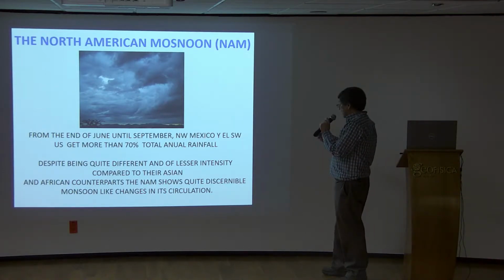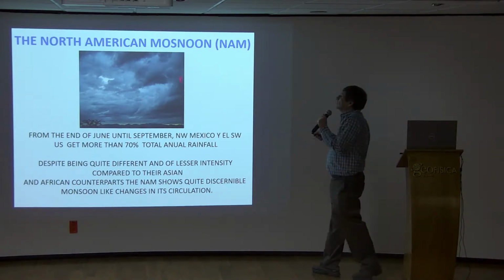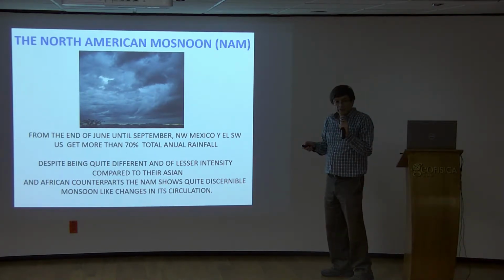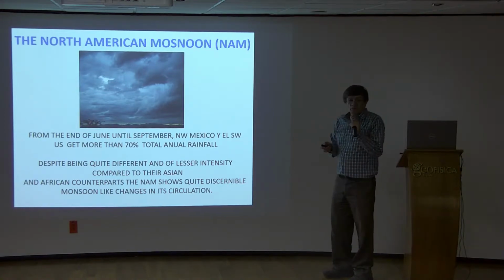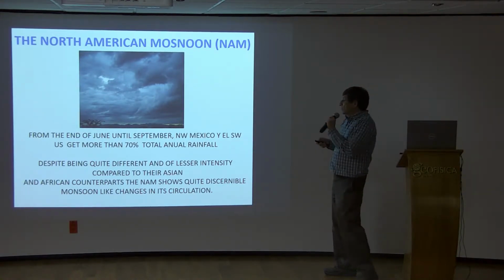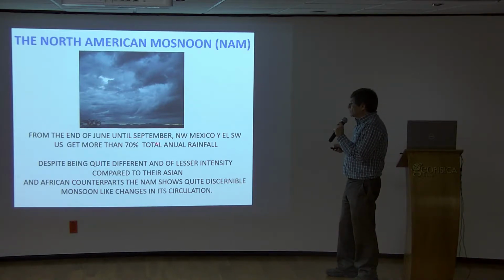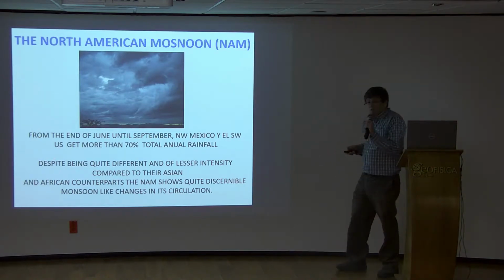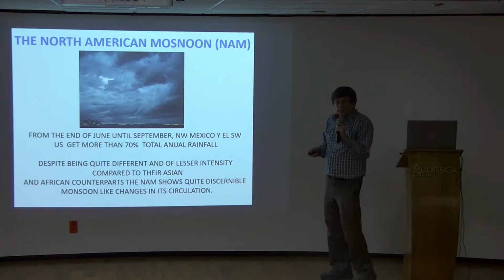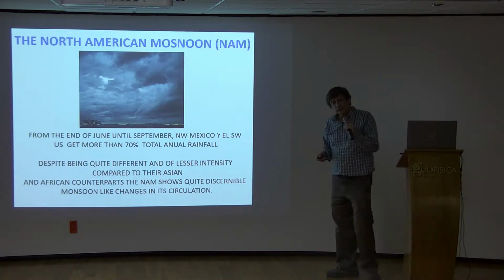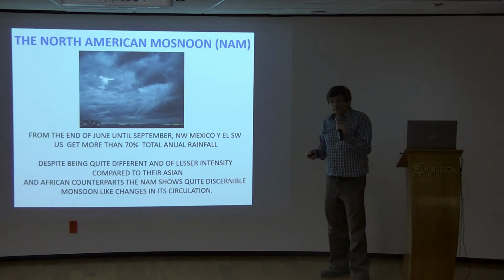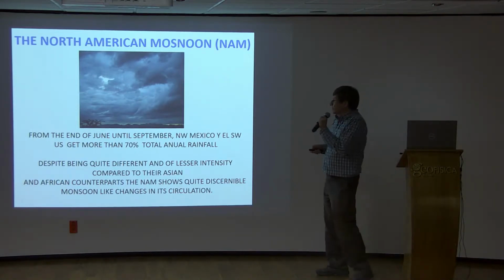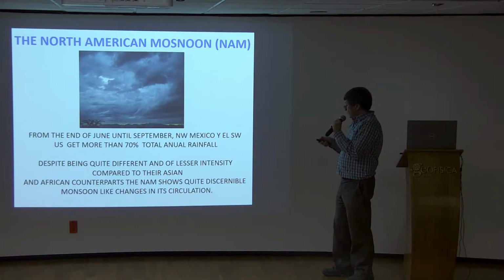So now, even though I mentioned that this is one of the lesser monsoons that we have on the planet, it is still very important. It's important for both Mexico and the US. And that's because from June until September, Northwest Mexico and Southwest US get more than 70% of the water. So any variability that you see, interannual variability, will affect these people. In particular, it affects the poor, us. So that's the main problem with the monsoon. So we have to be very careful.